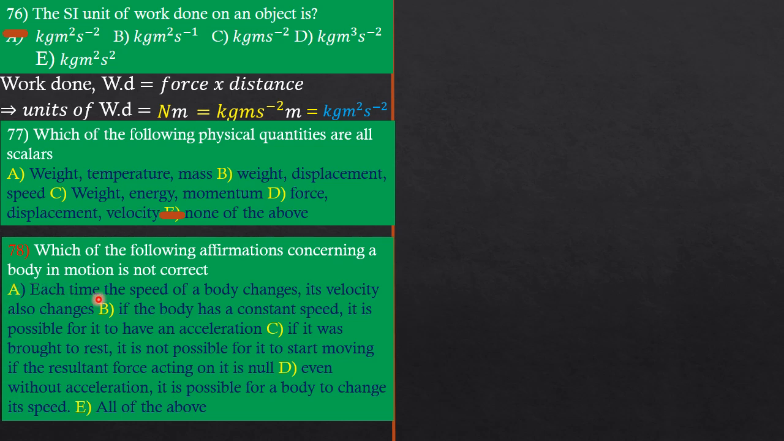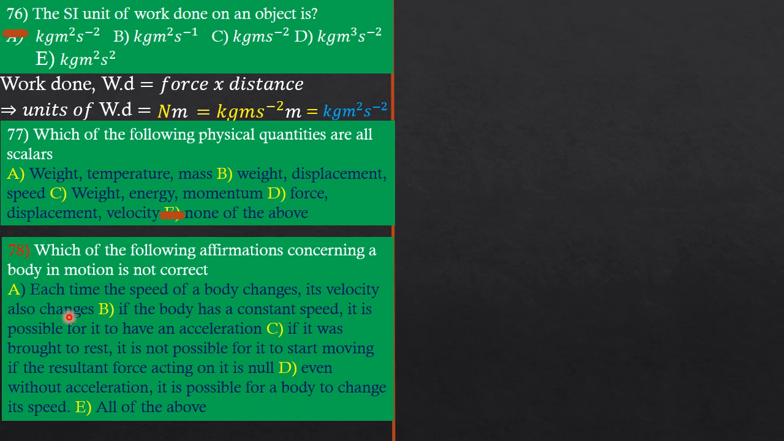Option A is saying that each time the speed of a body changes, its velocity also changes. Guys, is this statement true? Great guys, it is perfectly correct. Keep in mind that velocity is simply speed but with direction. So guys, if the speed changes, the velocity obviously has to change, because what makes speed and velocity different is just that with velocity there is direction, but with speed there is no direction.